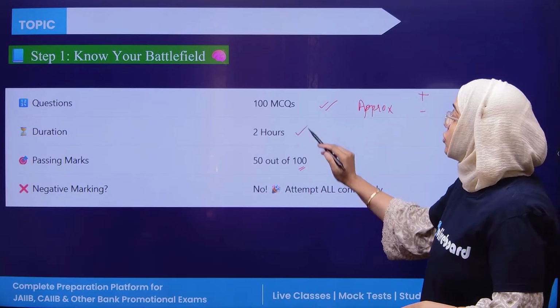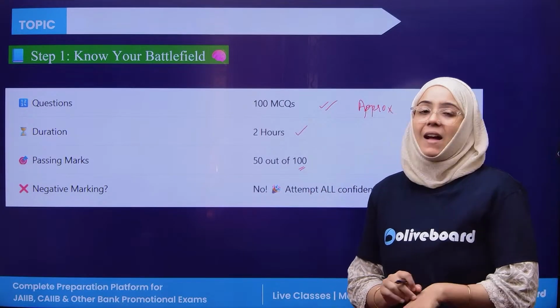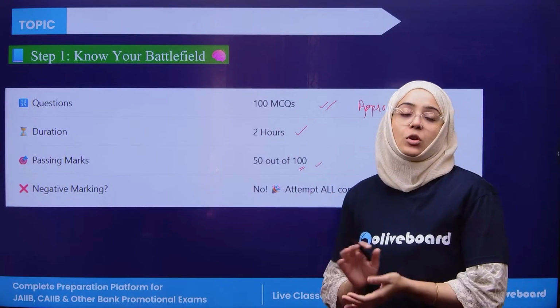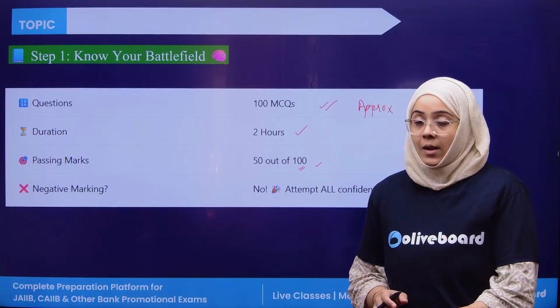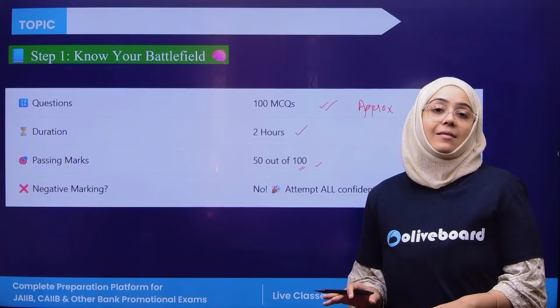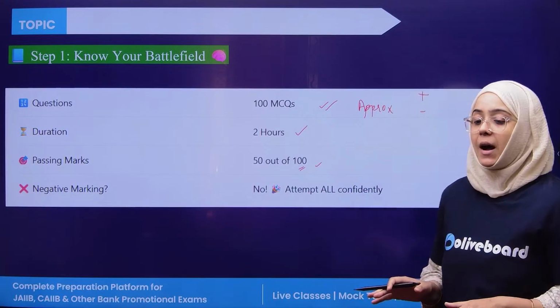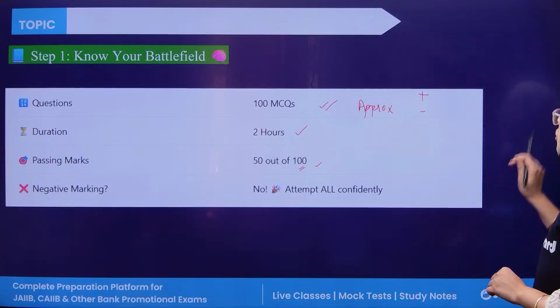Next, duration is 2 hours. Passing marks, the very common criteria, is you have to just score 50 out of 100. And till now, we have no negative marking in the examination. So this is a plus point for all of us. No negative marking in the examination, right?